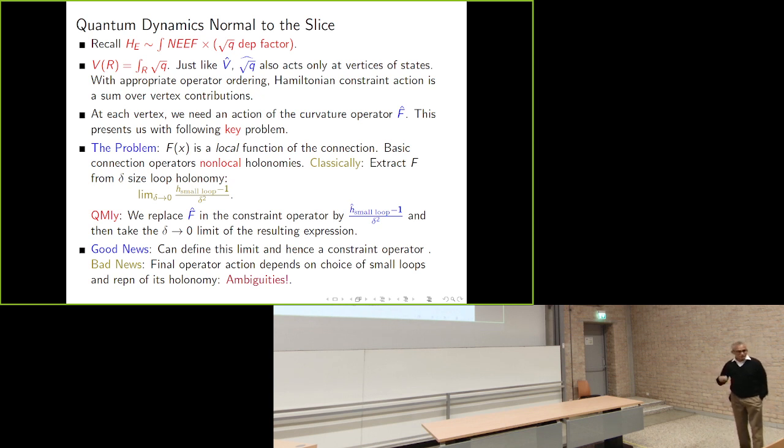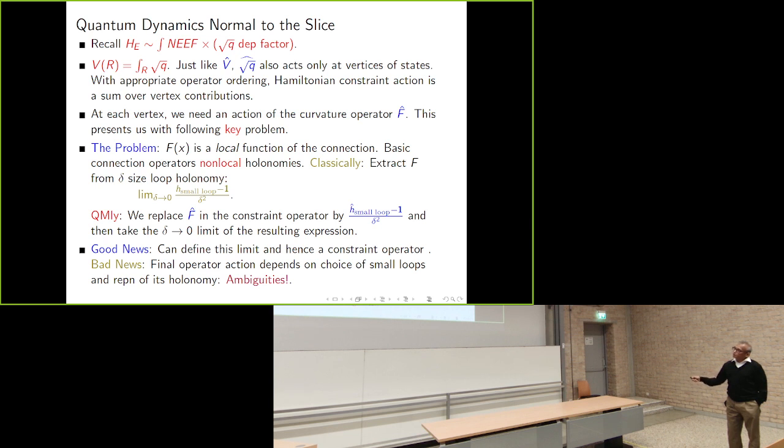And this presents us with the following absolutely key problem, which is really the heart of the problem we face. The problem is that the curvature is a local function of the connection, whereas the basic connection operators are non-local holonomies. Classically, there's no problem. One can extract coordinate components of the curvature by taking a small coordinate size delta loop. You take the holonomy minus 1 divided by the coordinate area of the loop, take the limit delta going to 0, and you'll get some suitable coordinate components of the curvature.